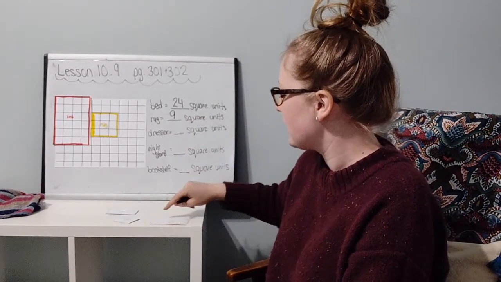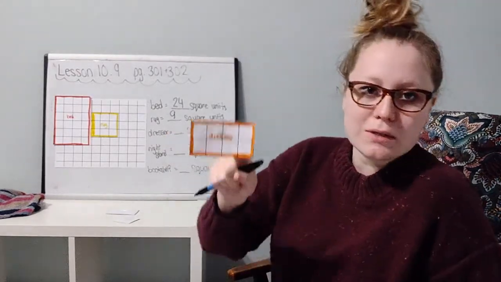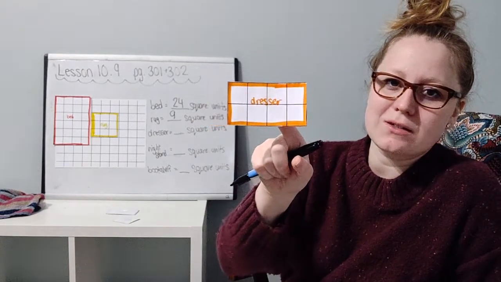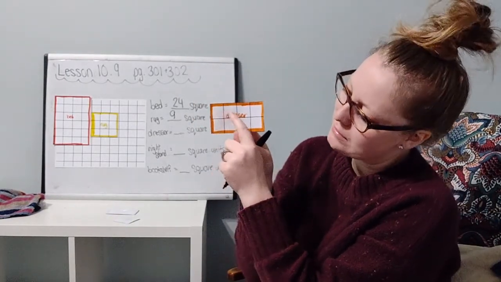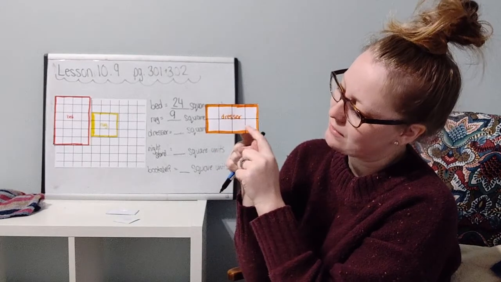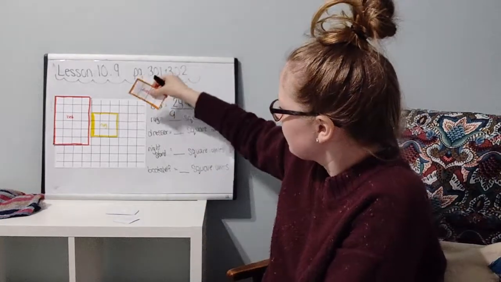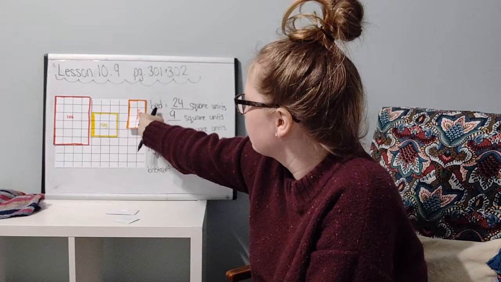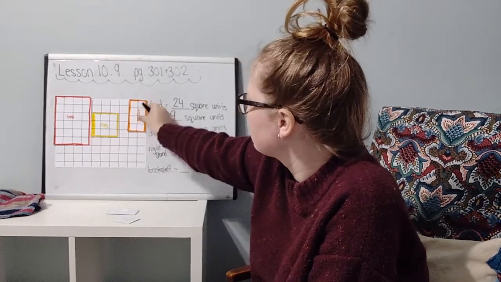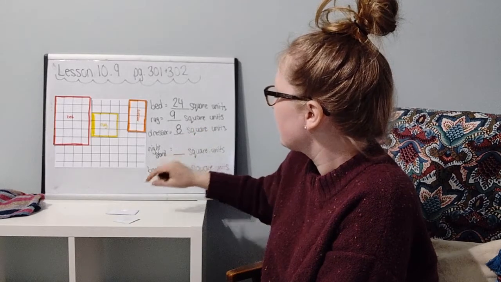Next is my dresser. So we need a place to keep our clothes in our bedroom. I've got a dresser here. Let's count how many square units this is. 1, 2, 3, 4, 5, 6, 7, 8. Our dresser is 8 square units. I think I'll place it right here. So it's 8 square units.